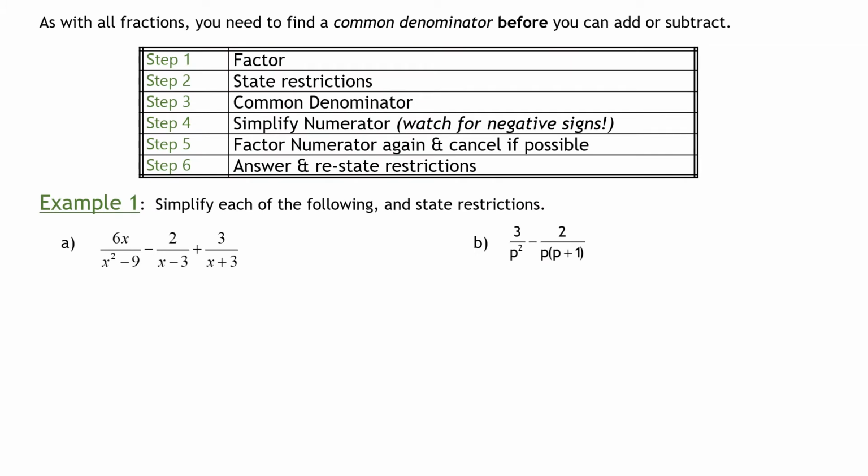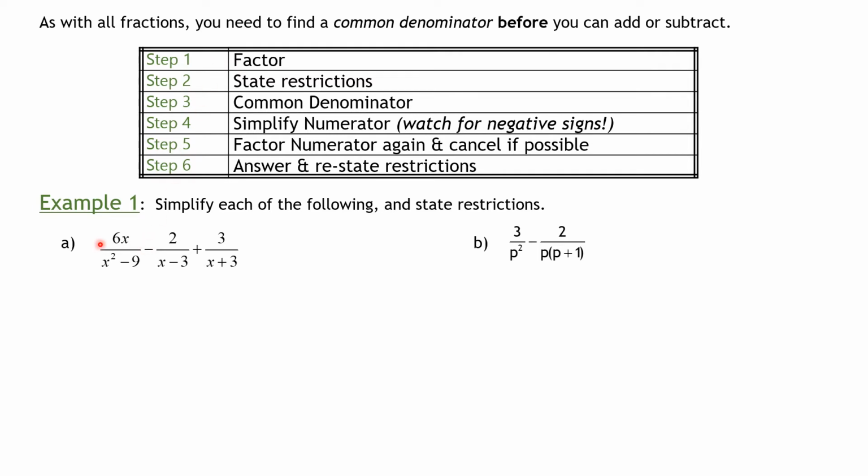As with all fractions, you need to find a common denominator before you add or subtract. So I've got some steps here. We'll go through these. Example 1, simplify each of the following and state restrictions. So look at these denominators. They're not as easy even as the last one, which was just A times B. We've got binomials now. But we've got some steps to help guide our way.